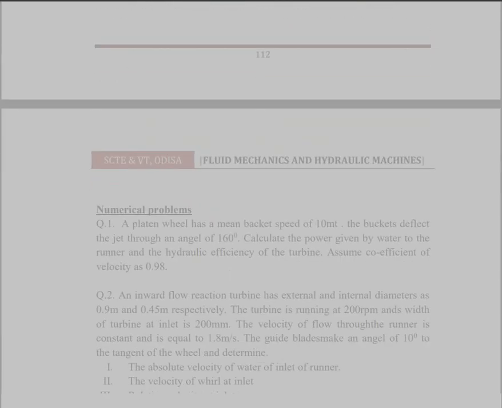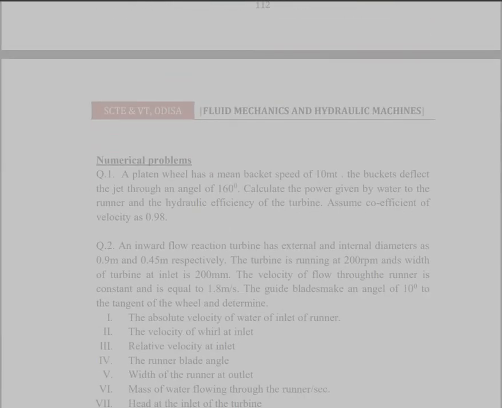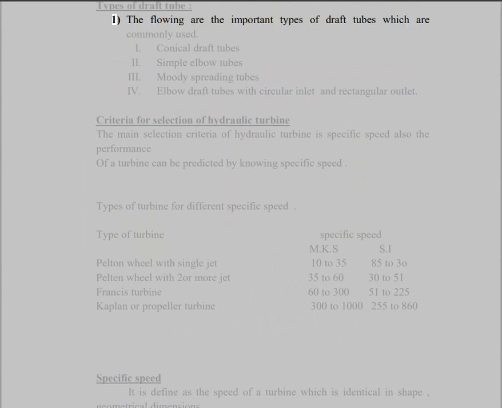Types of draft tube. 1. The following are the important types of draft tubes which are commonly used: 1. Conical draft tubes. 2. Simple elbow tubes. 3. Moody spreading tubes. 4. Elbow draft tubes with circular inlet and rectangular outlet.